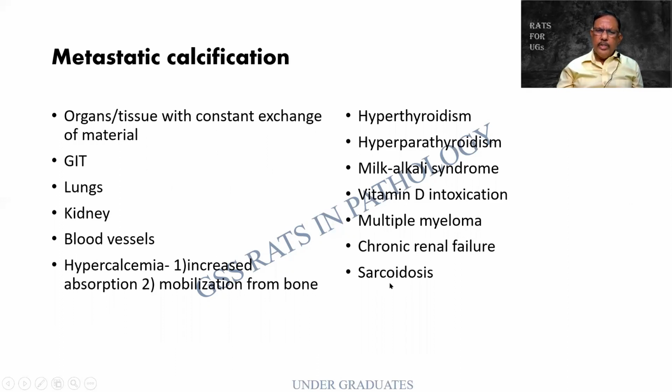And what are all the causes for this one? Hyperthyroidism, hyperparathyroidism, milk alkali syndrome, vitamin D intoxication, multiple myeloma, chronic renal failure, sarcoidosis. These are some of the examples. The entire panel is given in your Robbins or in my book, The Tips. So it will be easy for you people to recollect. Please memorize this one. What are the organs? What happens to the serum calcium? And what is the list of causes?